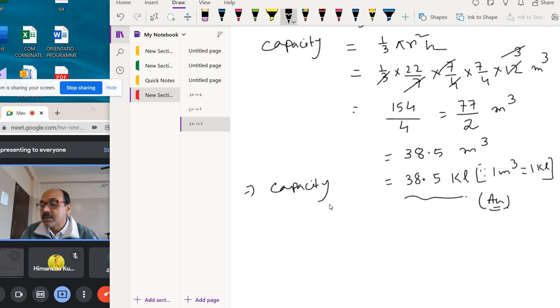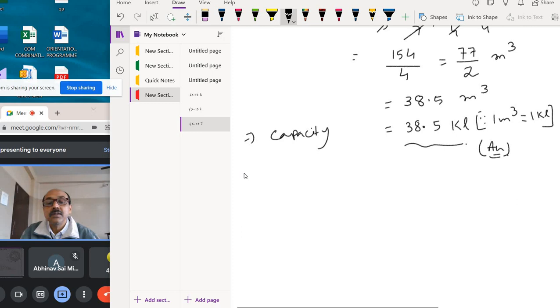Next, question 6. The volume of a right circular cone is 9856 centimeter cube. Okay, so the capacity is given as 9856 centimeter cube. If the diameter of the base is 28 centimeters, find the height of the cone, the slant height of the cone, and the curved surface area of the cone.